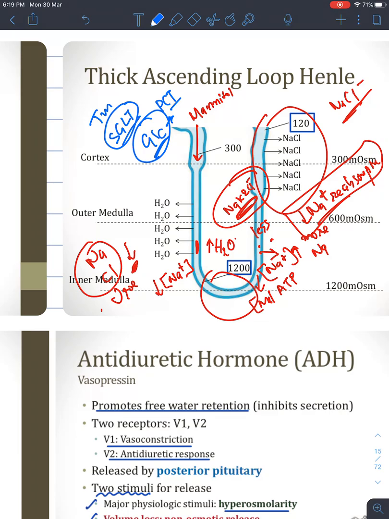In Ganong, it is also mentioned that you can produce so much fluid by osmotic diuresis. So it is a very potent thing. So I hope it is very clear.